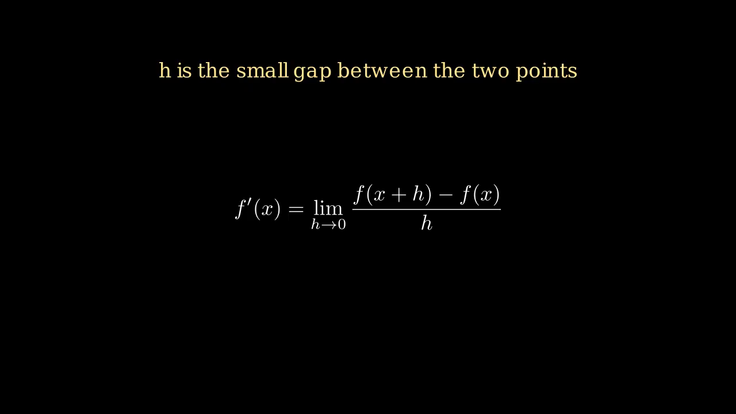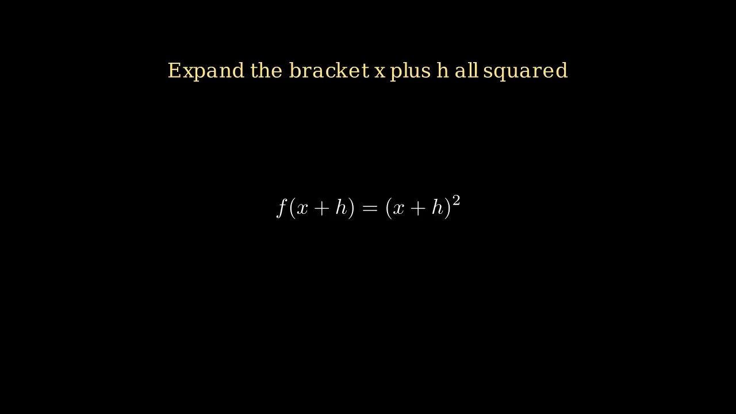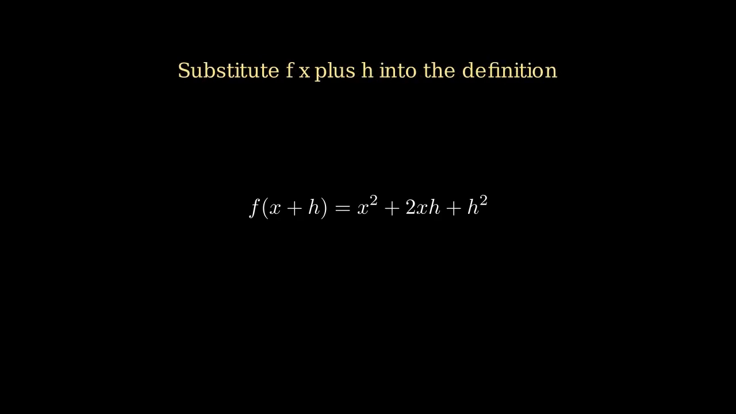Let's apply this to a real function, f of x equals x squared. First we need f of x plus h, that's open bracket, x plus h close bracket squared. Expanding that bracket gives us x squared plus 2xh plus h squared. Now we substitute into the definition. f prime of x equals the limit, as h goes to 0, of x squared plus 2xh plus h squared minus x squared, all divided by h.